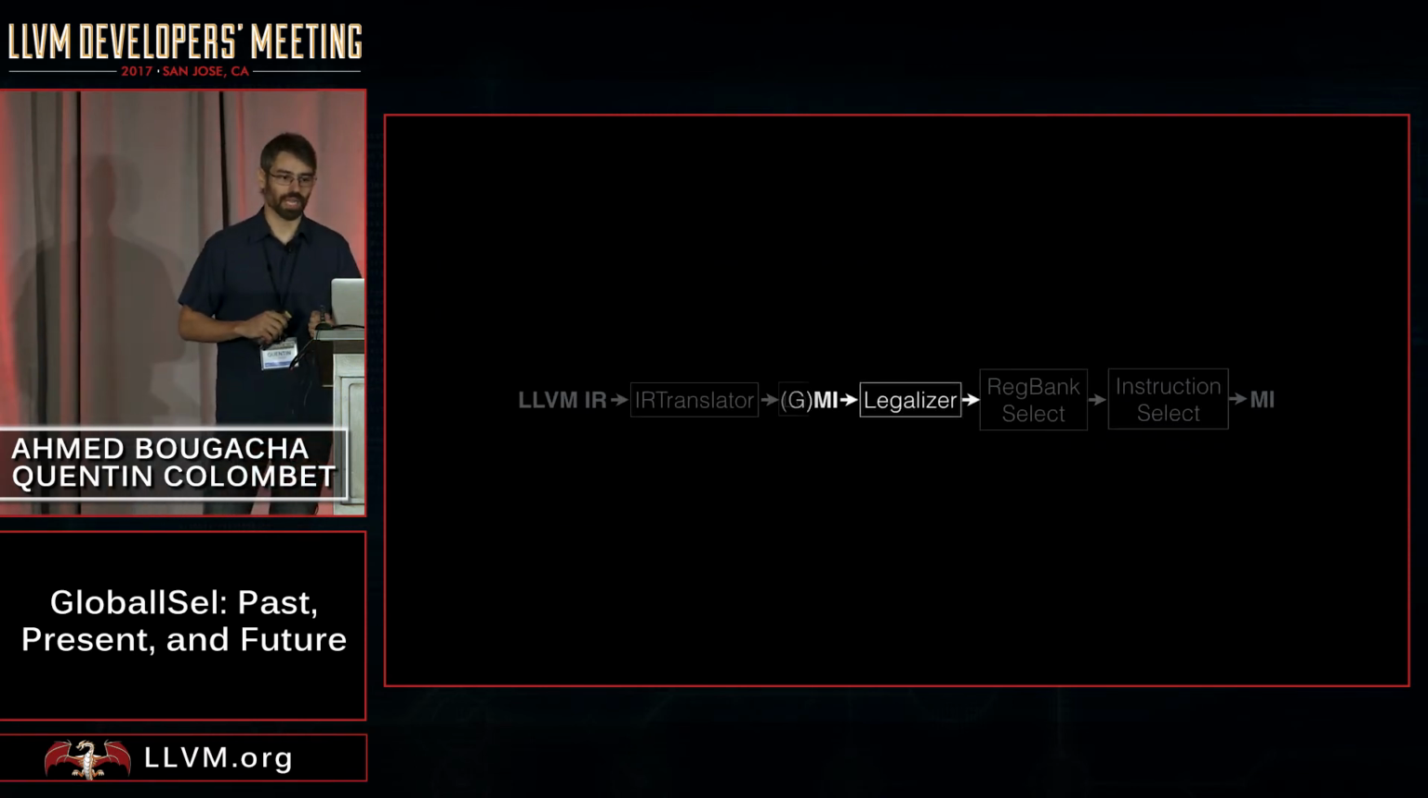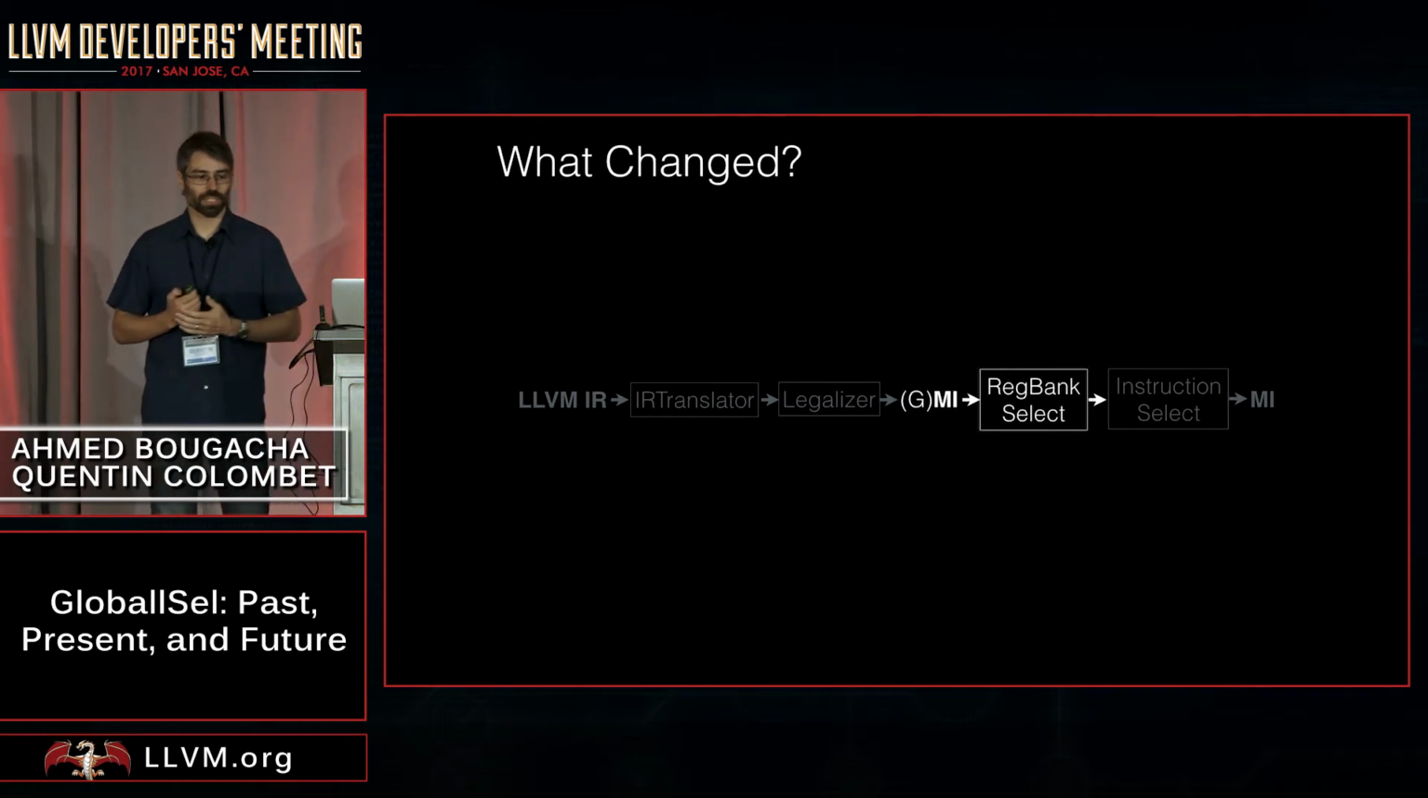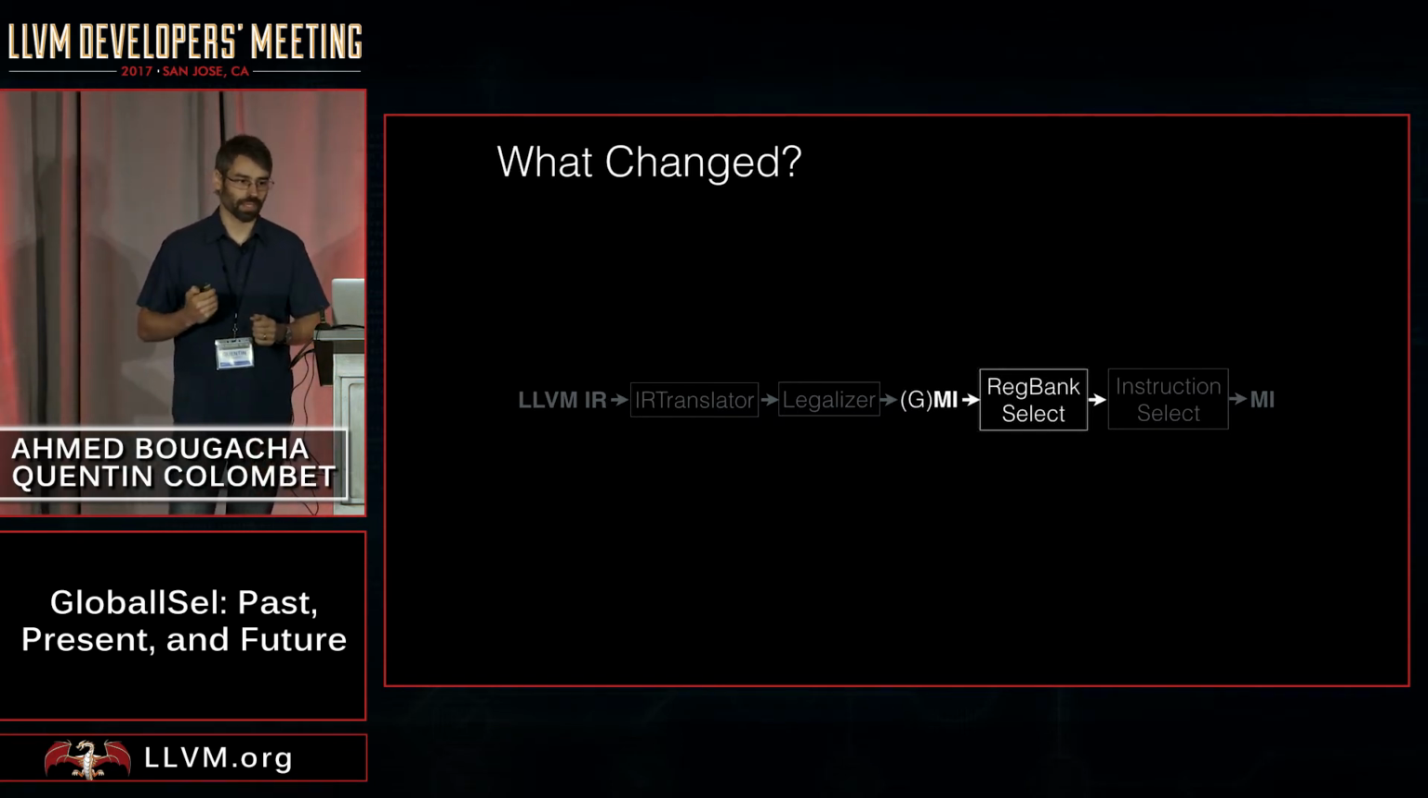So that was the Legalizer. So let's move to the reg-bank select. So what changed on that path? Not a whole lot, actually.